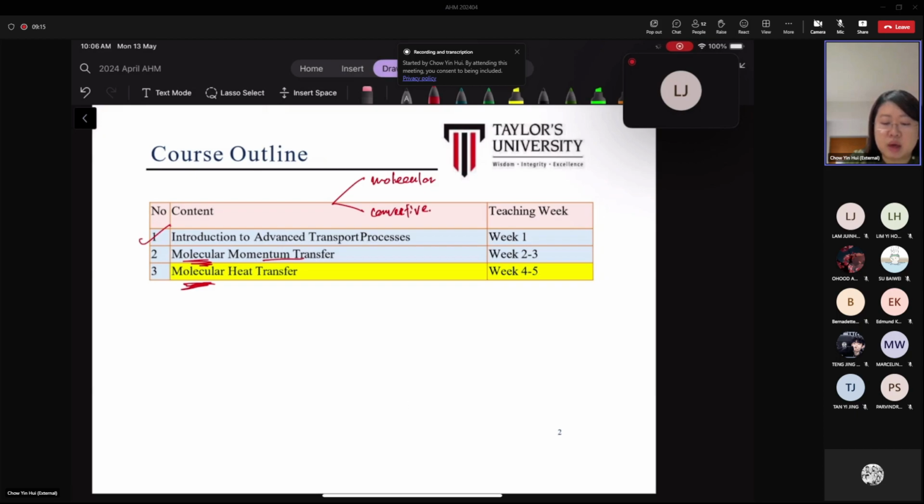So what we are covering now is this section here, for both the momentum transfer section and also the heat transfer section. For your molecular heat transfer, there will be two sections, so we will need 2 weeks to complete this.